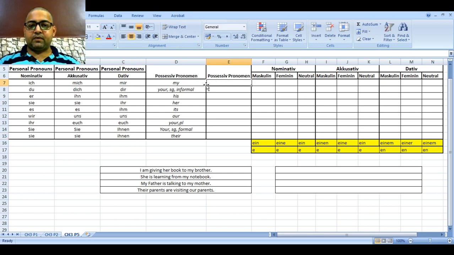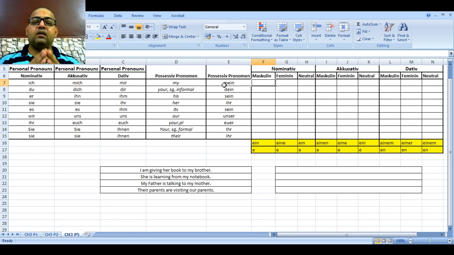What are my possessive pronouns? It is ich, mein; du, dein; er, sein; sie, ihr; es, sein; wir, unser; ihr, euer; sie, ihr; Sie, Ihr. Now, how do we use them?